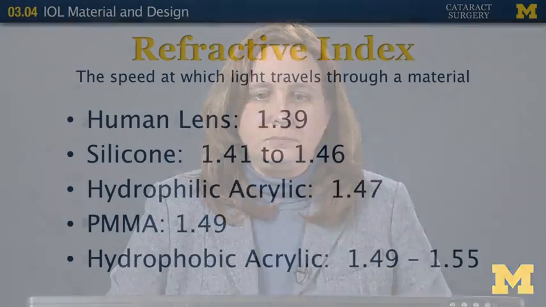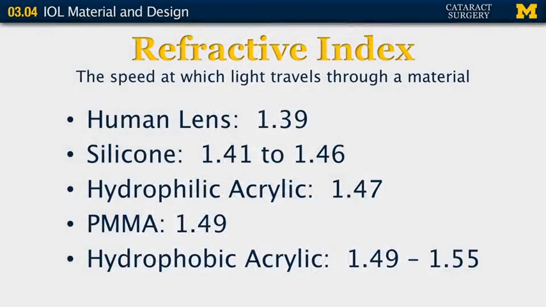So next, let me speak briefly of some of the different properties of lens implants. First, let's consider the refractive index. The refractive index is the speed at which light travels through a material. The human lens has a refractive index of 1.39. Silicone is a material that most closely mimics the human lens. And hydrophilic acrylic, PMMA, and hydrophobic acrylic have greater refractive indices than does silicone in the human lens.